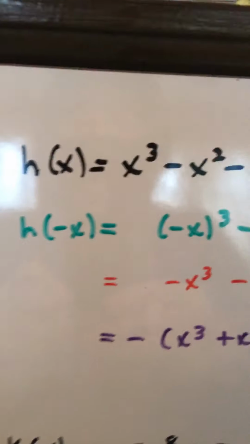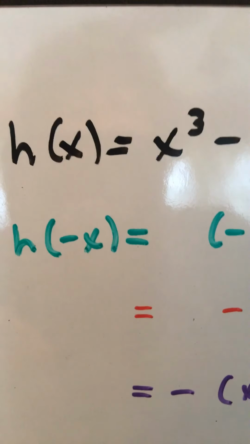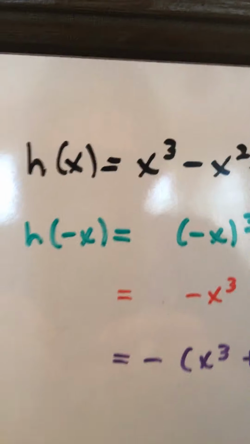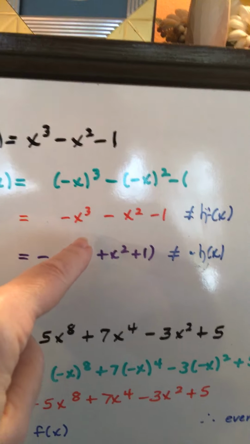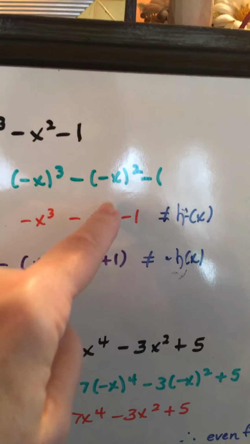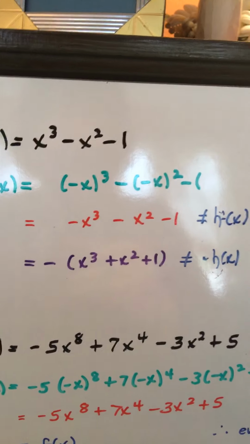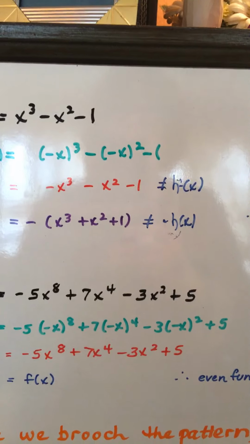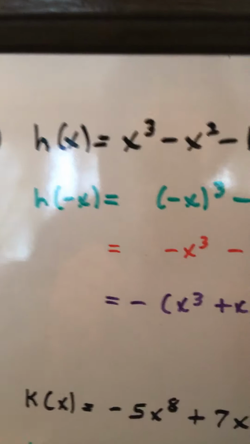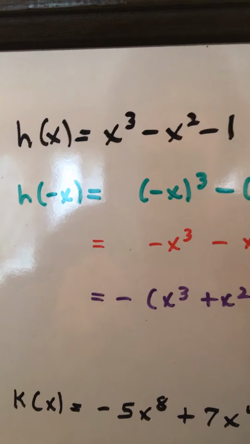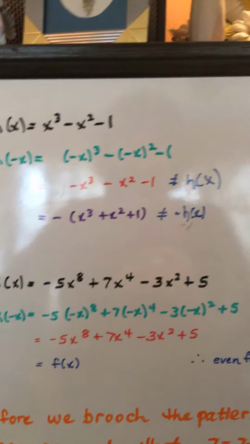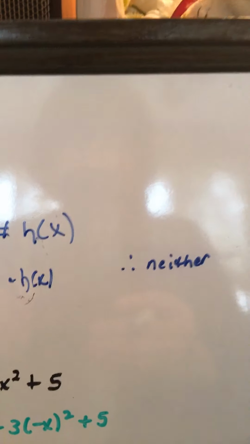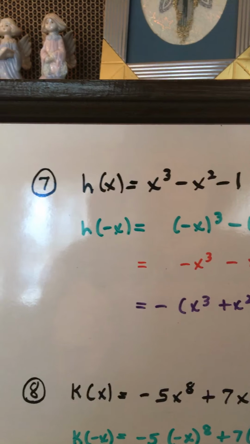I come over to this one, and while I am here, I'm going to see I have an h. I insert. I get a negative x cubed. That's a positive x squared times the negative. I see that it doesn't match h of x. And when I change the signs, it doesn't match negative h of x. So my conclusion is that it's going to be neither.